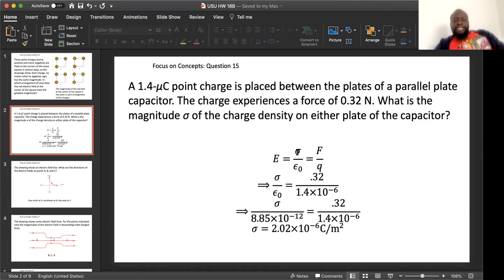Okay. So these are two similar formulas for electric field. Sigma over epsilon naught is electric field, force per unit charge is electric field, and that's what I use to simplify this, to find sigma. I know force, I know charge, I know epsilon naught, I find sigma directly. Okay.